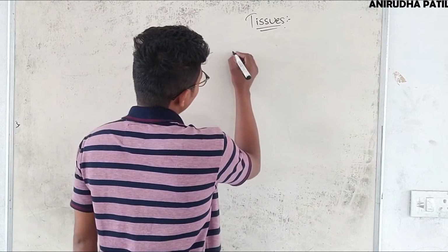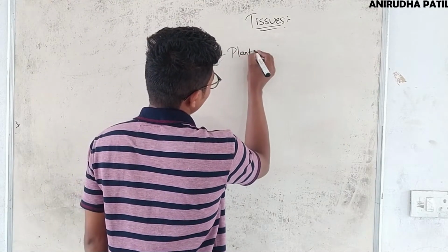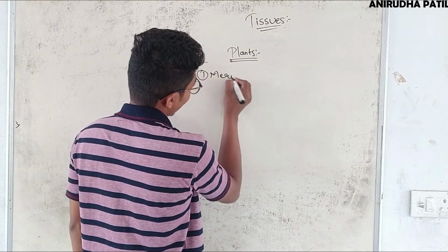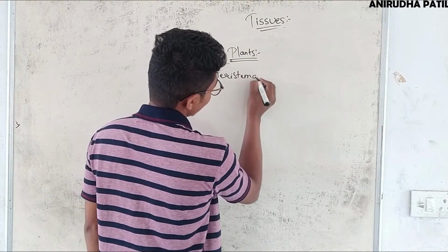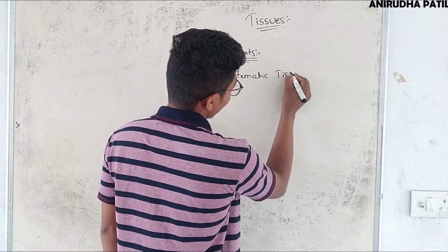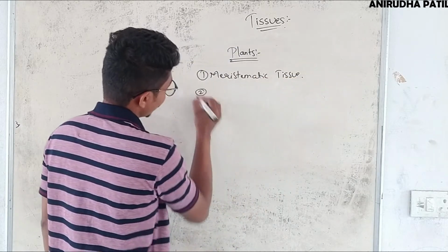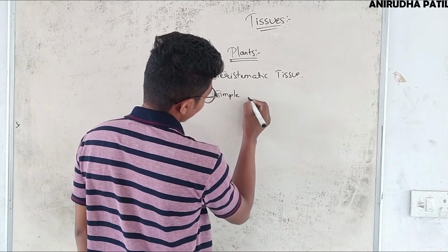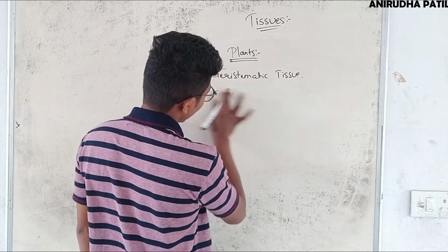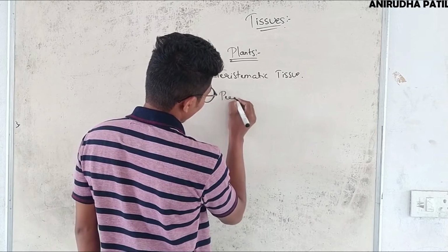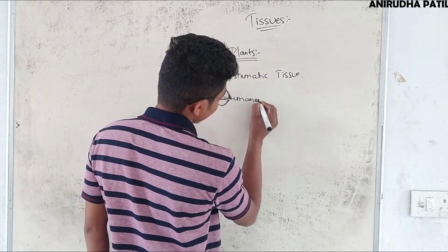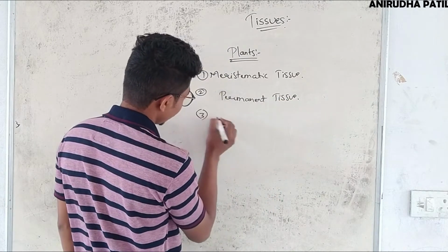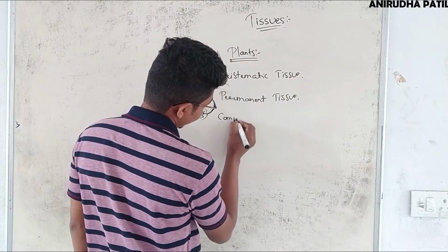In plants, there are three types of tissues. One is meristematic tissue, the second one is simple permanent tissue, and the third one is complex permanent tissue.